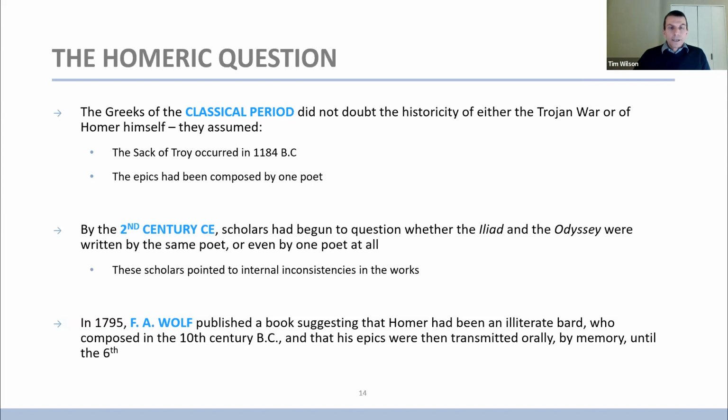In 1795, so much later, a scholar named Wolf published a book suggesting that Homer had been an illiterate bard who composed in the 10th century, and that his epics were transmitted orally by memory until the 6th. So that was one theory for a while, that it was an oral story passed down from generation to generation of oral poets until it was written down. That has potential as a theory. In that theory, Homer was not a literate author but an oral poet.